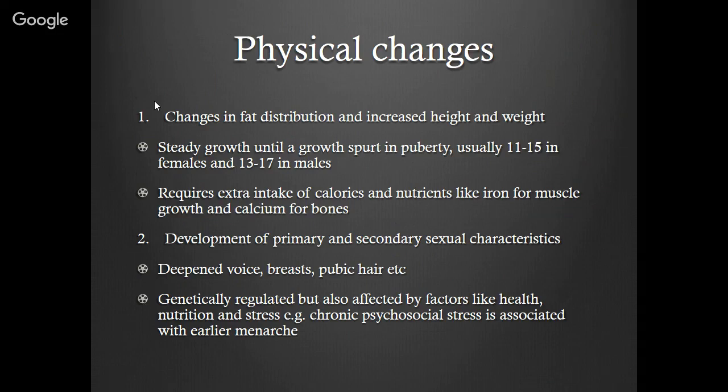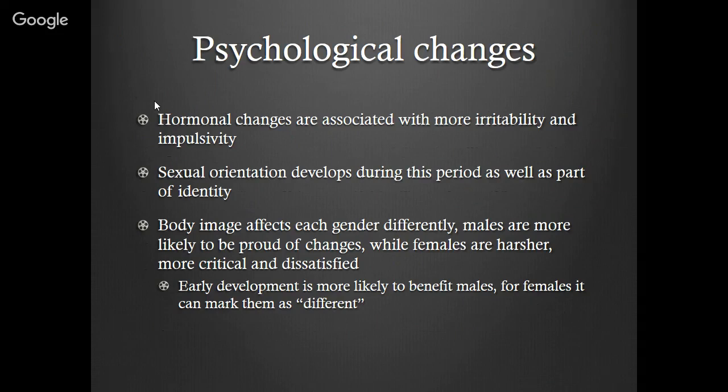And then the primary and secondary sexual characteristics are basically just things that you associate with being a guy or being a girl, other than genitals. So the breasts, pubic hair, deepened voice, things like that. Most of that's genetic, but some other stuff like psychosocial stress can also affect it. Cool, and then psychological. So you have hormonal changes, which make people more irritable and impulsive, which you probably experienced. Sexual orientation mostly develops during this part, and then also body image is affected differently.